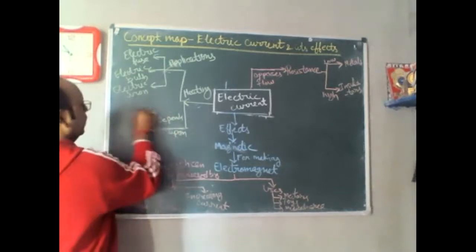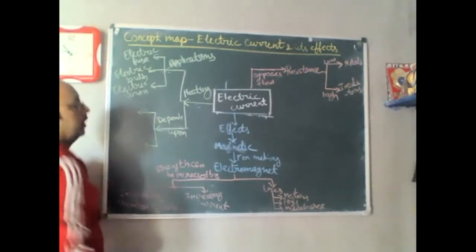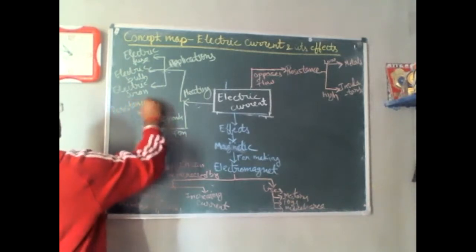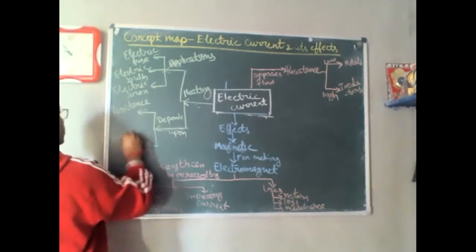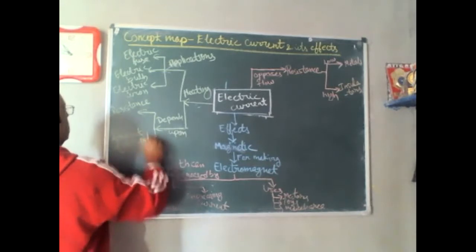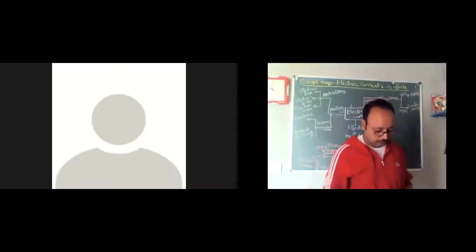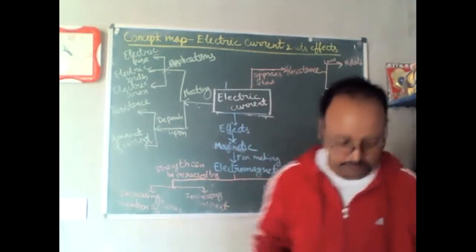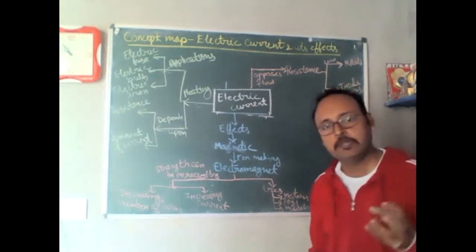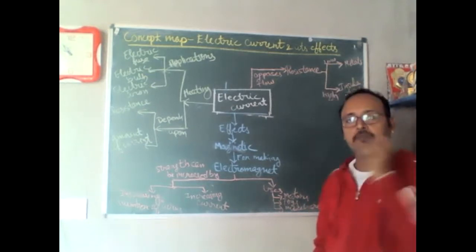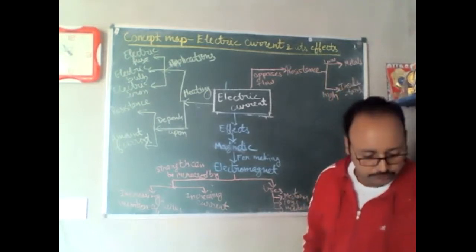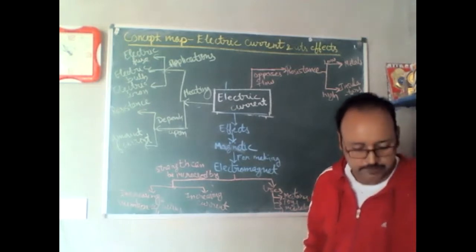That means the heating produced by the conductor depends upon, one, resistance and another, the amount of current. Very, very important. Resistance and amount of current. So the higher the resistance, the higher the amount of heat produced. The higher the amount of current flowing through that wire, the higher the amount of heat produced in that case, right?